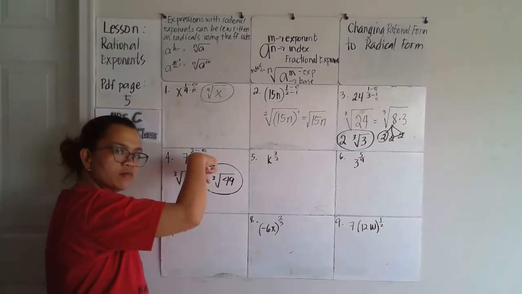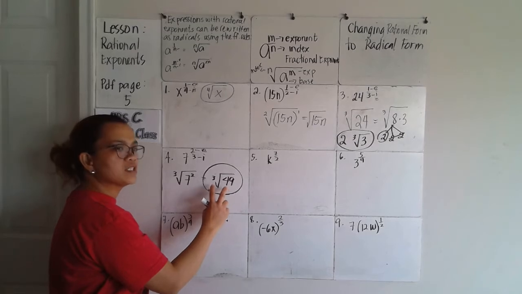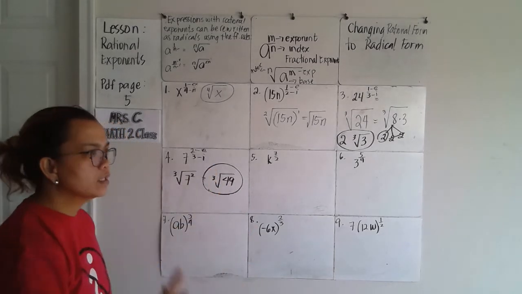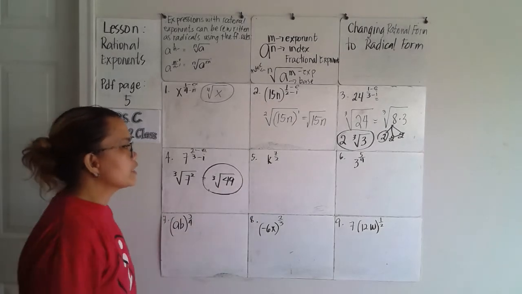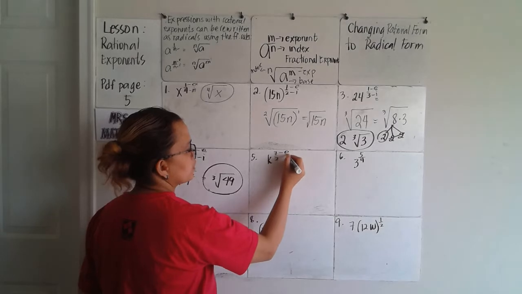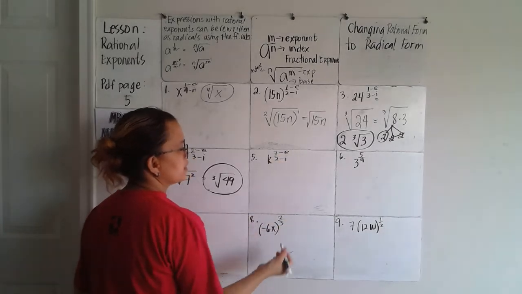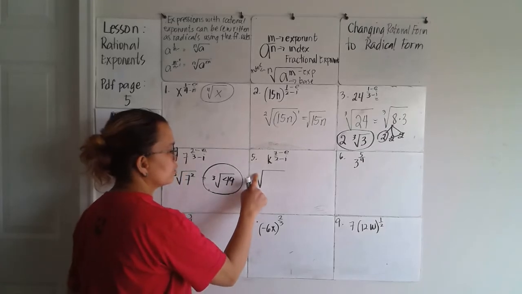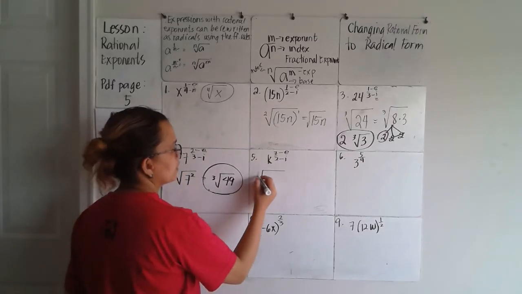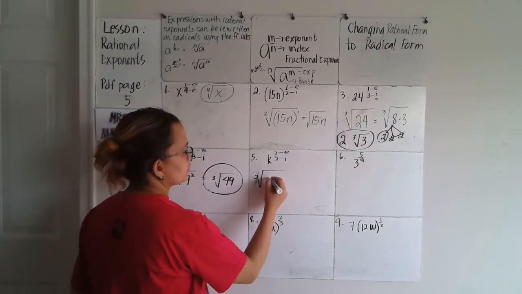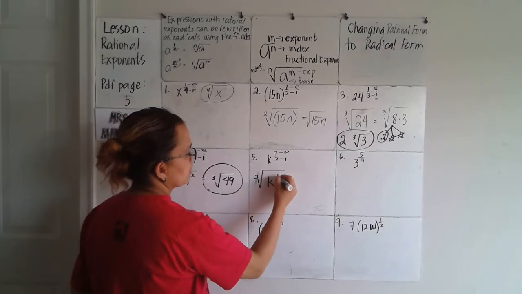Now, if you think there are more possible factors for 49, please comment below and I will respond to your concern. Next, k raised to 7/2. This will be your exponent and this will be your index. So square root, that's what I said, the 1 can be invisible, right? Or imaginary.